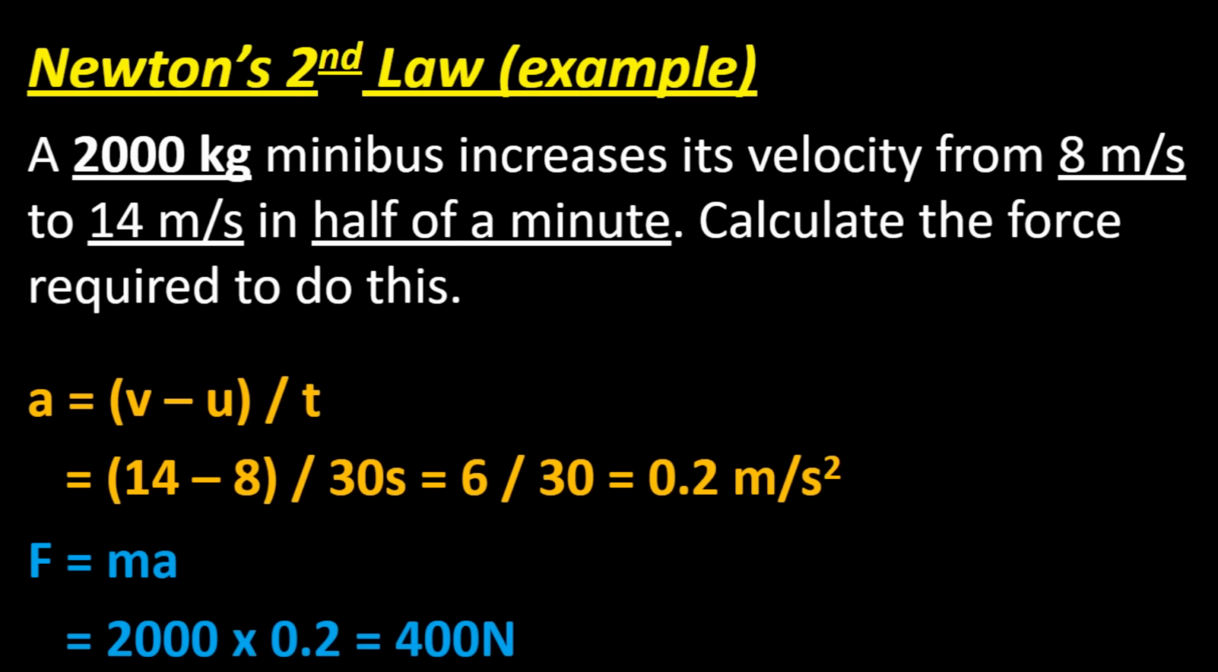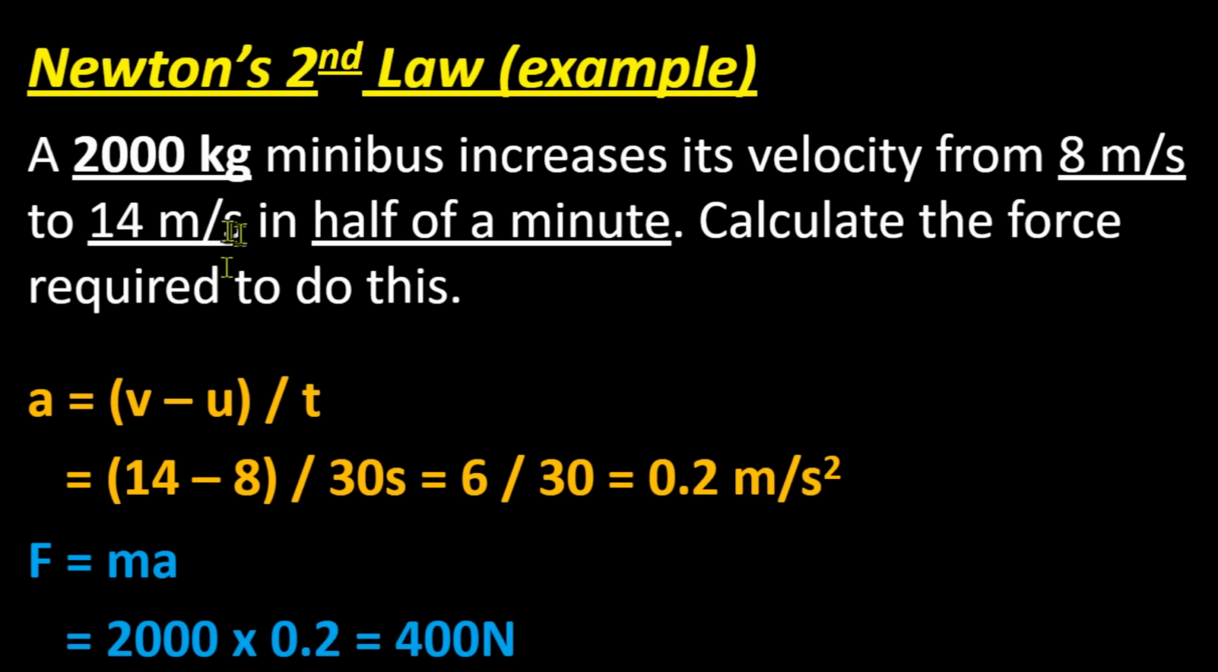Here we have an example question. A 2,000 kilogram minibus increases its velocity from 8 meters per second to 14 meters per second in half a minute. Calculate the force required to do this. First, we have to calculate the acceleration of the minibus. This will be a is equal to v minus u over t.